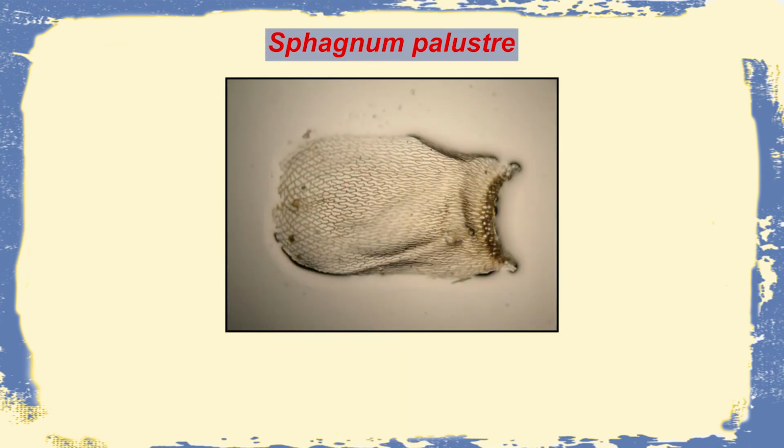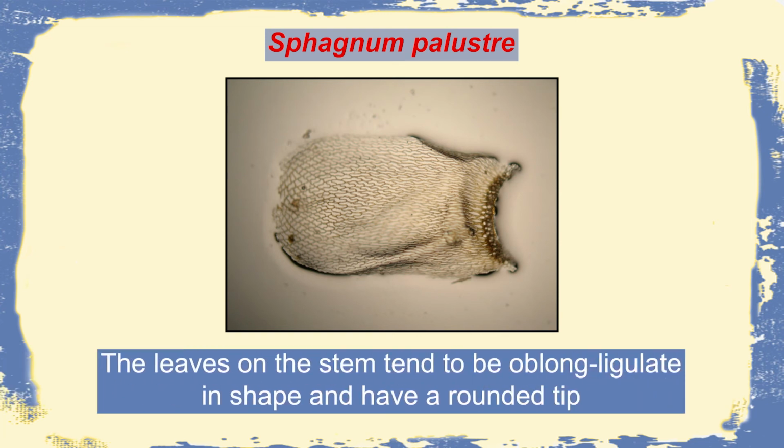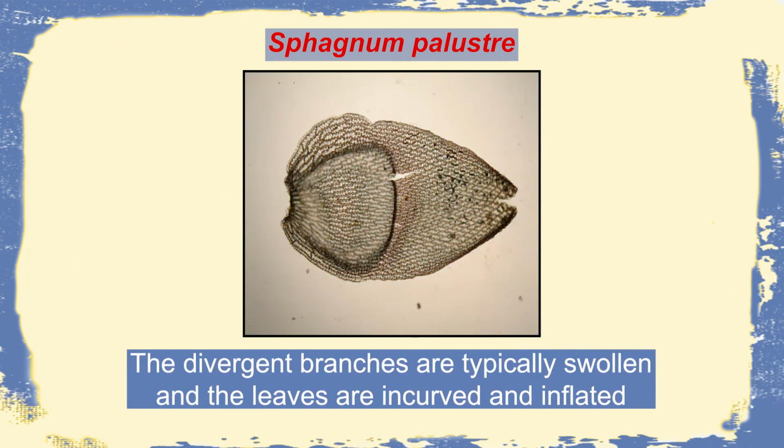And in another species of Sphagnum, like Sphagnum palustre, the leaves are of a different type, where they are usually oblong to ligulate in shape and have a rounded tip, as seen in this diagram. And the divergent branches are swollen and the leaves are usually incurved and inflated.